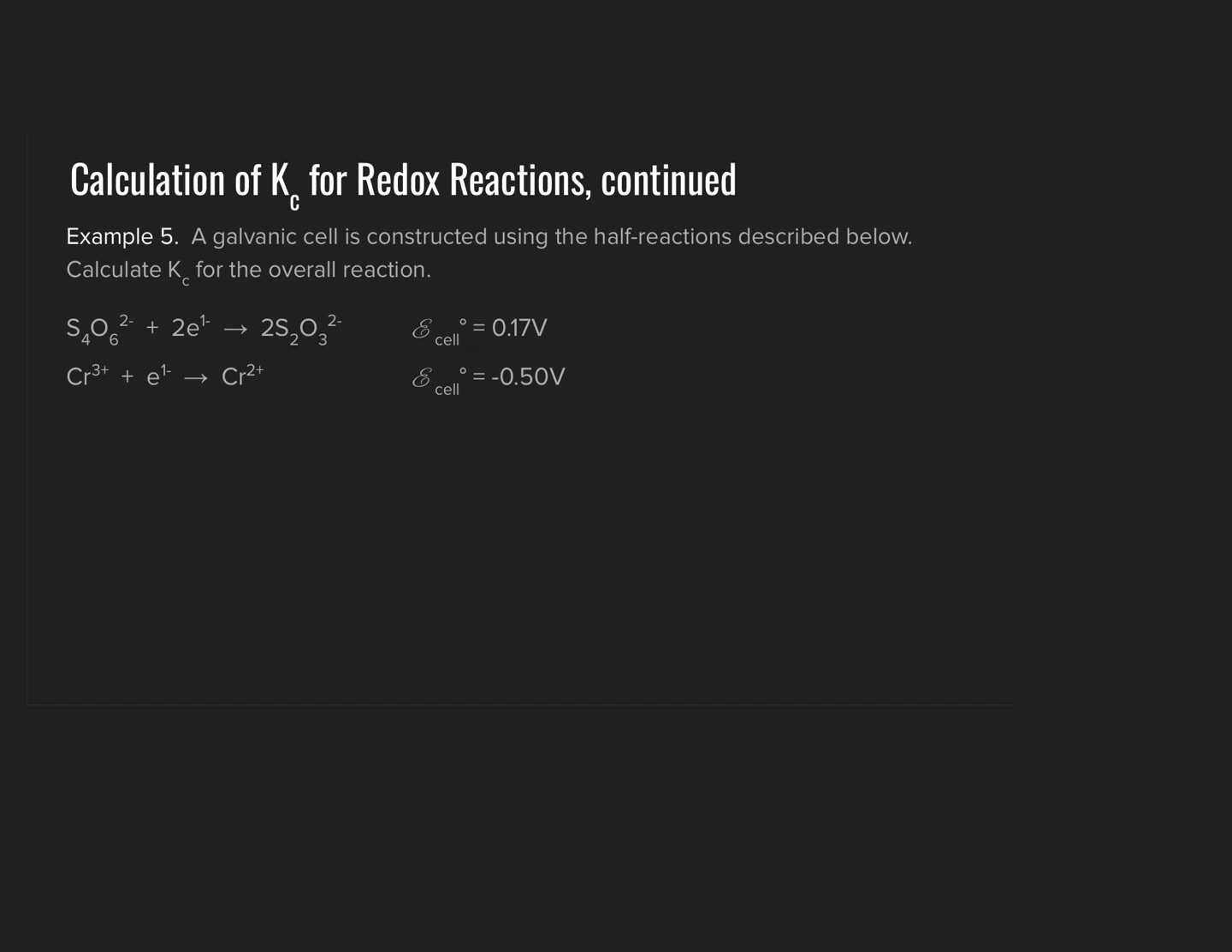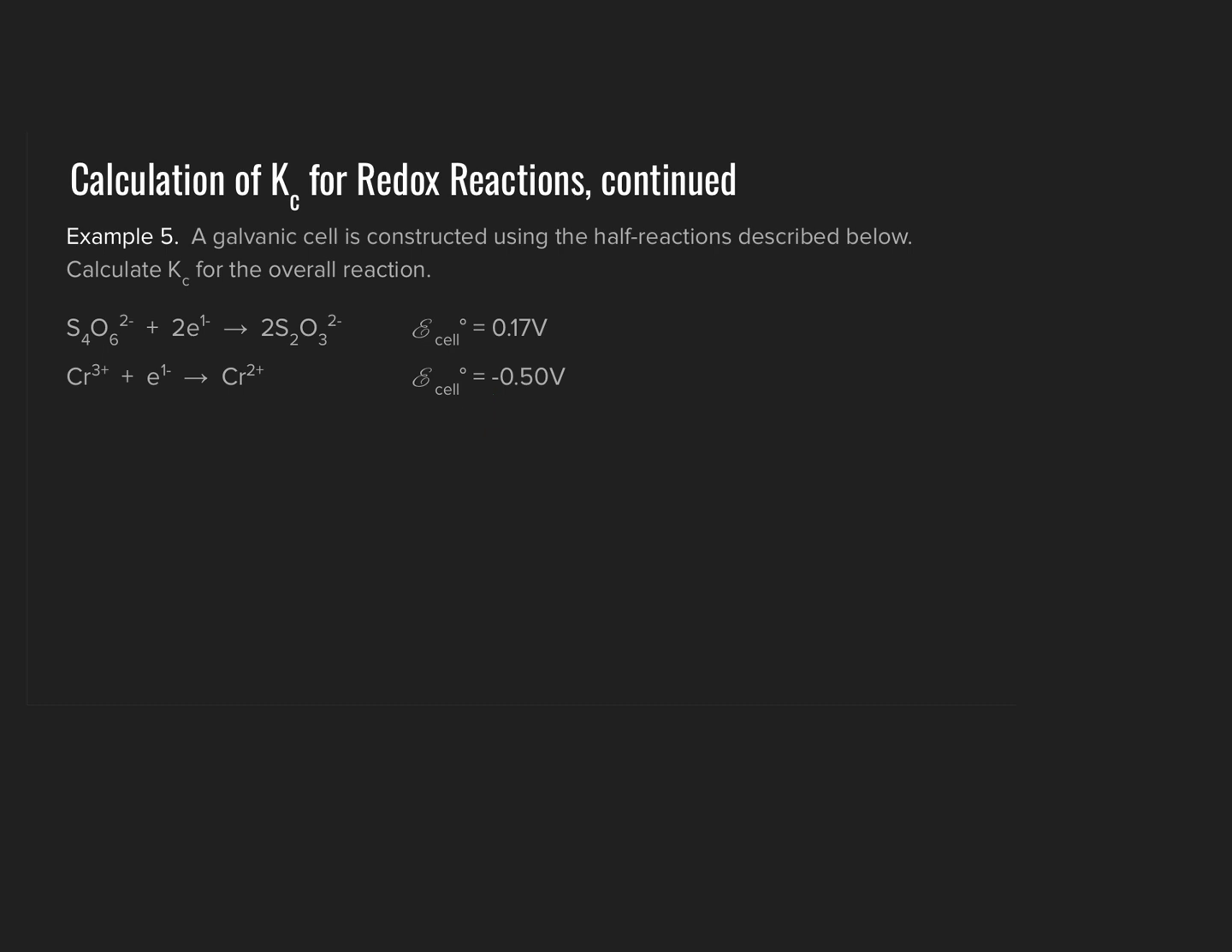And then for our second half reaction here, we're going to give you a reduction reaction, which is the chromium 3 ion, Cr3+, picking up an electron to form a chromium 2 ion, Cr2+. And the given reduction potential for this half reaction is negative 0.50 volts.